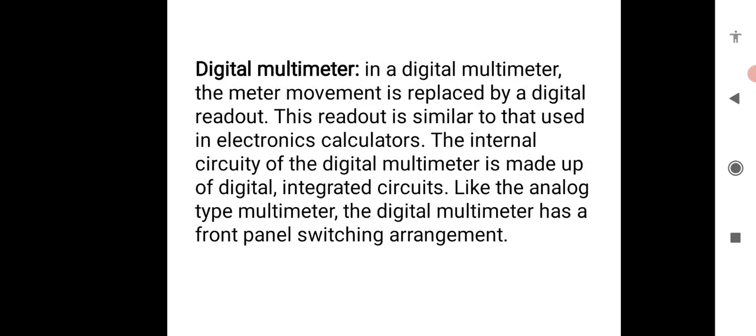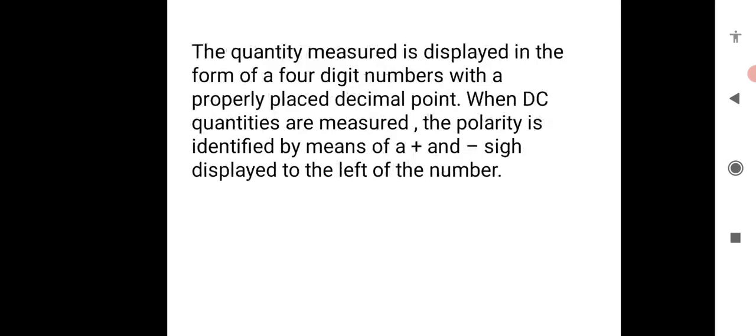This is the digital multimeter. In case of the digital multimeter, the meter movement is replaced by a digital readout, similar to electronic calculators. The internal circuit of a digital multimeter uses integrated circuits, like the analog type. It has a switching arrangement. Here the quantity is displayed in the form of 4-digit numbers with a decimal point. When DC quantities are measured, the polarity can be identified by positive and negative.